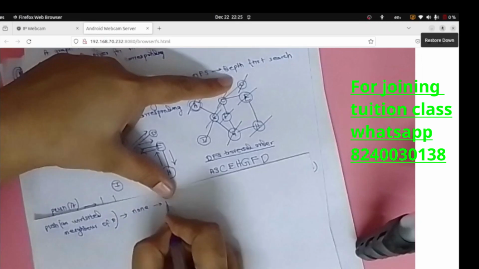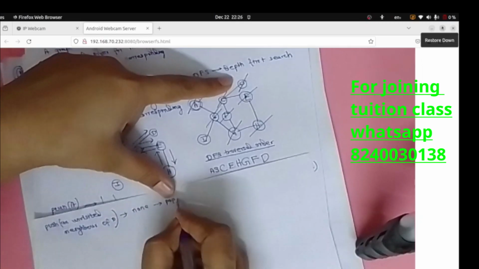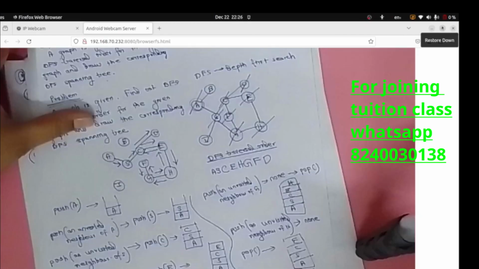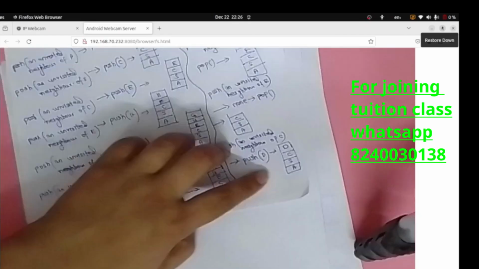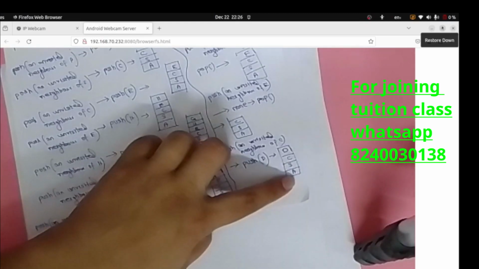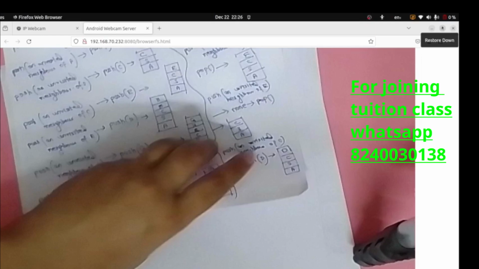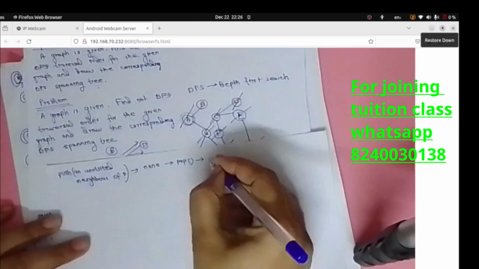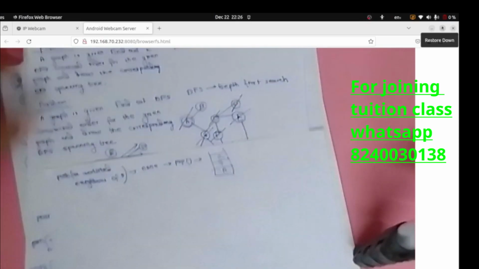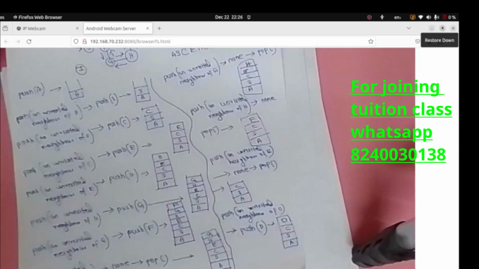So there will be a pop operation on the stack. The topmost element of the stack will be deleted. Previously the content of the stack was A, S, C, D. Now D will be deleted, so A, S, C will be the current content of the stack.